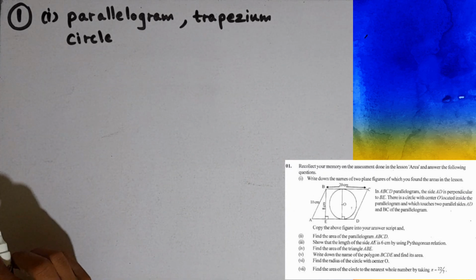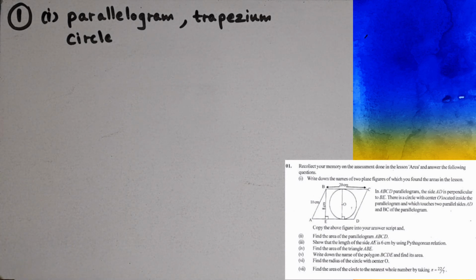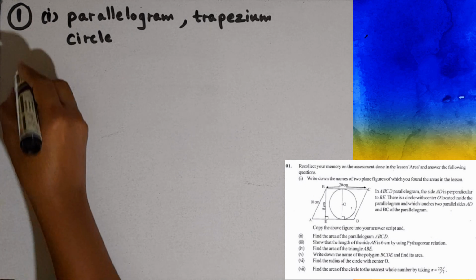Then next part, in ABCD parallelogram, the side AD is perpendicular to BE. There is a circle with center O located inside the parallelogram and which touches two parallel sides AD and BC of the parallelogram. Copy the figure into your answer script.